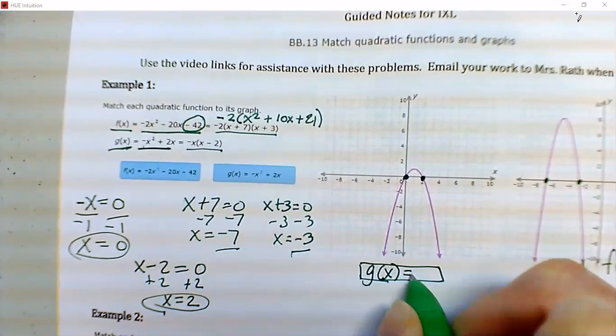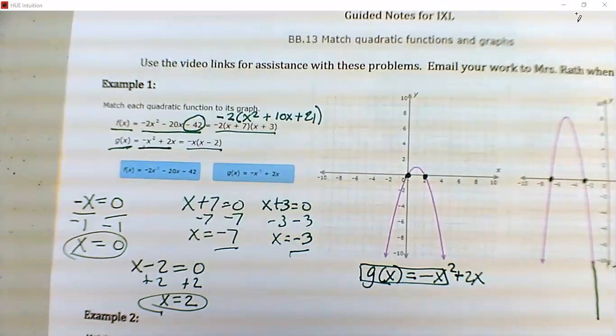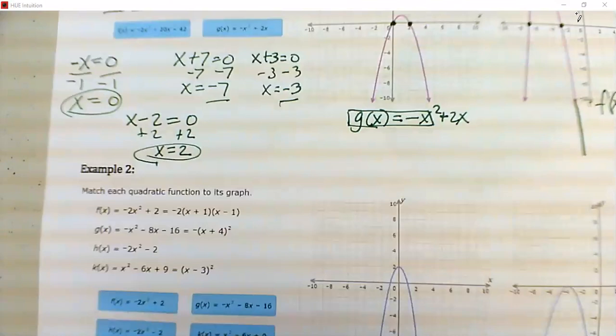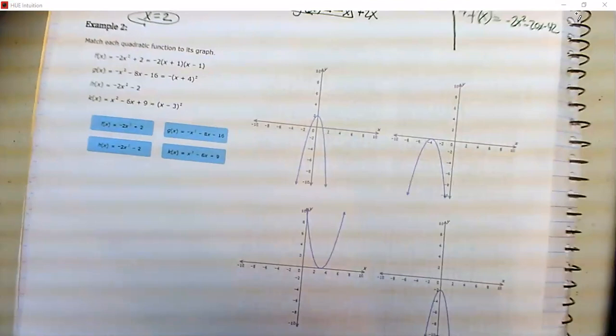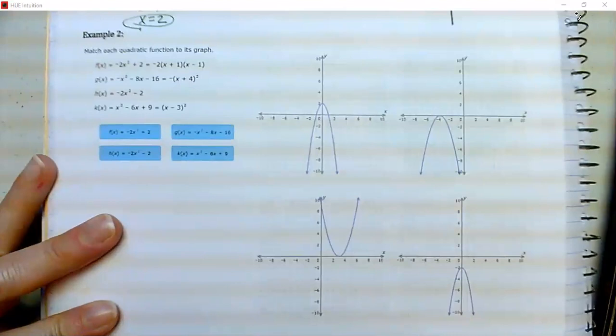Okay, so that's how we're gonna do it. So I pulled this one, it was probably one of the easier ones that you'll do. Okay, in example 2, you're getting up into the 80s and 90s on IXL, and they're gonna start just giving you more graphs to sort out at one time. So the max that they're gonna give you are 4 graphs at a time.